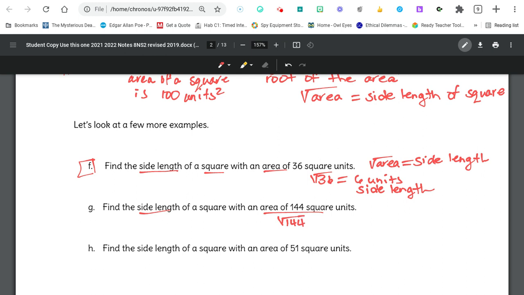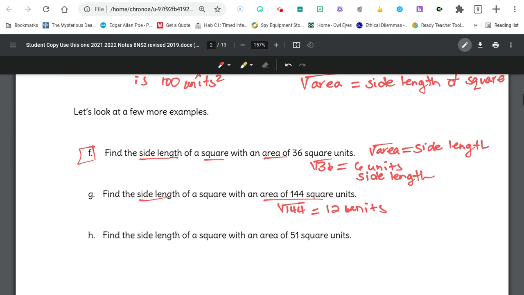Find the side length of a square if the area is 144 square units. Or you could think what times itself gives you 144. The side lengths would have to be 12 and 12. So it'd be 12 units, not unit square, okay? So the side length is 12 units. Okay, I want you to take a look at something. The square root of 36 and the square root of 144 end up being rational numbers because they're perfect squares. When you take the square root of a perfect square, you get a rational number.